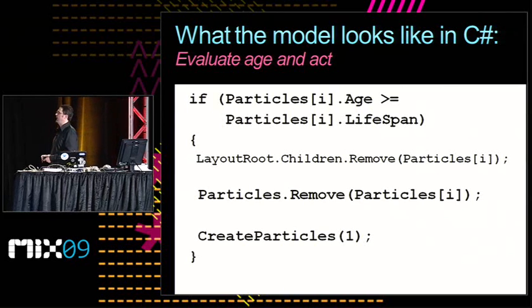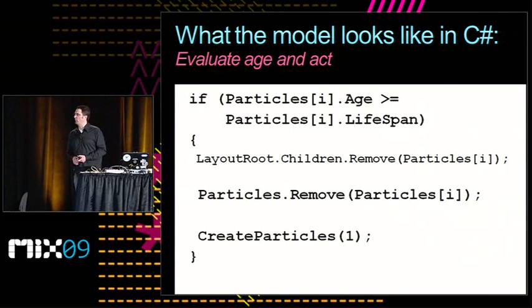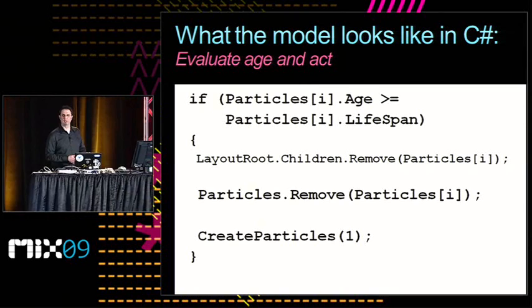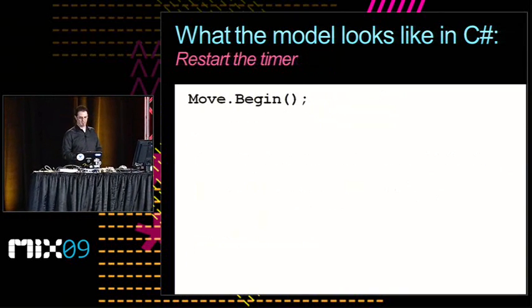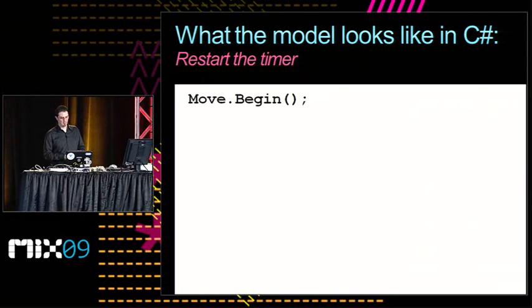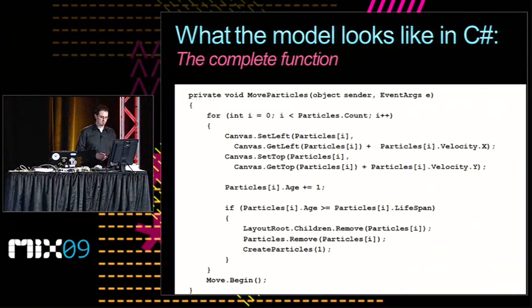And the way that I'm going to do that is start by pulling it off of the layout root. Then I'm going to remove it from my particles list. And then I have a method I wrote called CreateParticles, which basically generates a new particle to replace the one that I just killed. And then finally, again, I have to restart my storyboard timer to make sure that my particles keep moving around the screen. So let me show you what the whole function looks like together. That's basically all of the code I just showed you put together into the event handler.